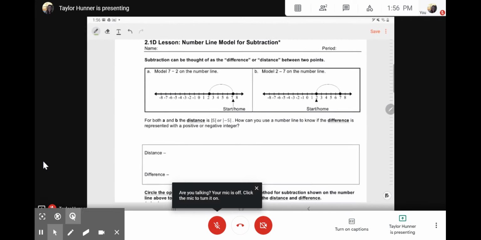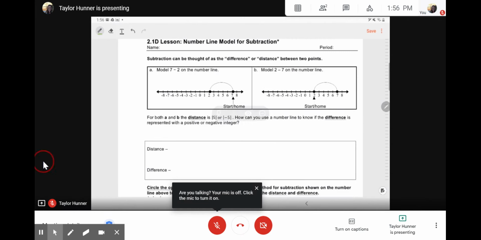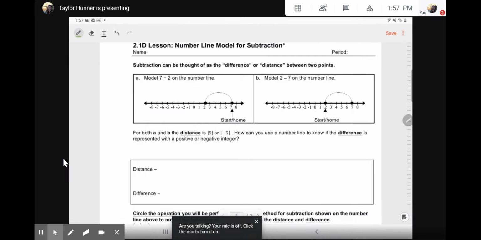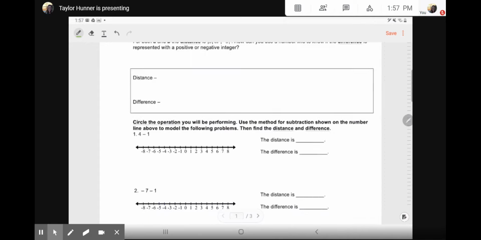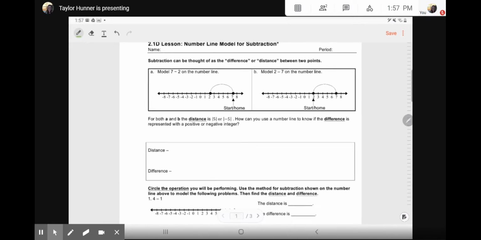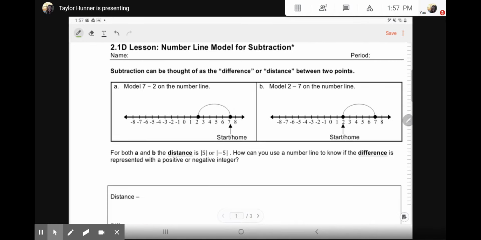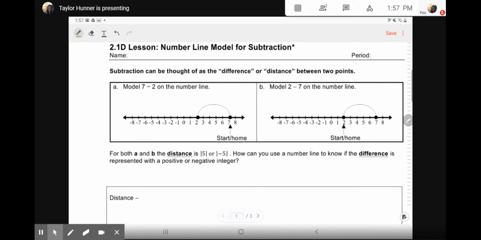Okay, we are doing 2.1D lesson, number line model for subtraction. And the number line model is going to be quite a bit different than the addition number line model. This is page 24, I believe, in our lesson. So please follow along by taking notes. This starts with subtraction can be thought of as the difference or distance between 2 points.